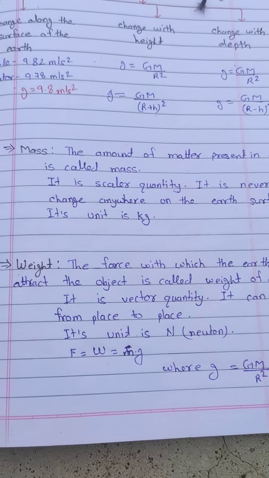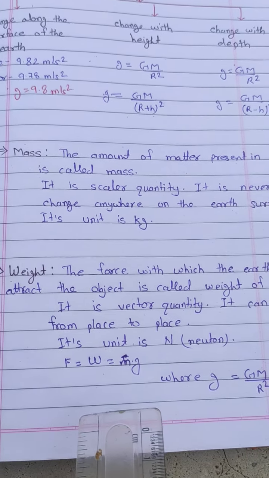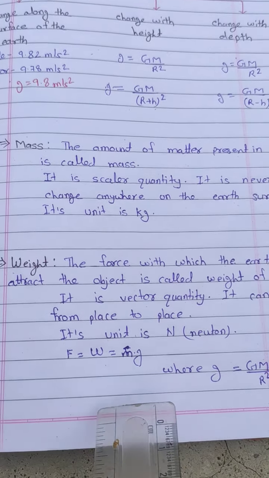And the unit of weight is the Newton. Why? Because, see, in the definition, the force with which the earth attracts is a type of force. That's why its unit is Newton. So we can formulate it: force equals weight, and weight equals mass into gravity. Mass is fixed, gravity is also fixed, where g is the gravitational constant into mass of the earth upon the square of the radius of the earth.